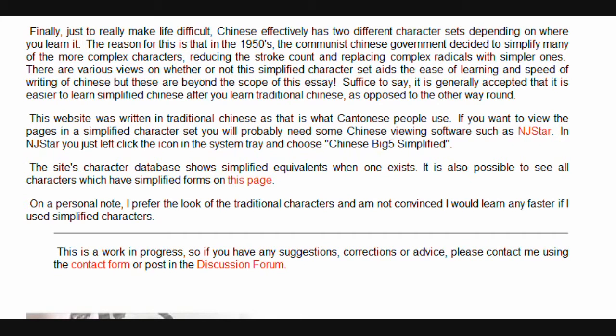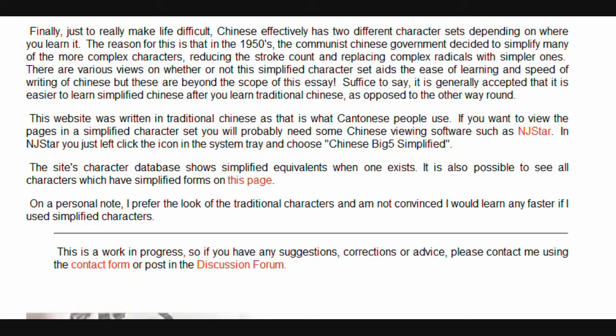Suffice to say, it is generally accepted that it is easier to learn simplified Chinese after you learn traditional Chinese as opposed to the other way around. This website was written in traditional Chinese, as that is what Cantonese people use. If you want to view the pages in a simplified character set, you will probably need some Chinese viewing software such as NJ-Star. In NJ-Star, you just left-click the icon in the systems tray and choose Chinese Big 5 Simplified.